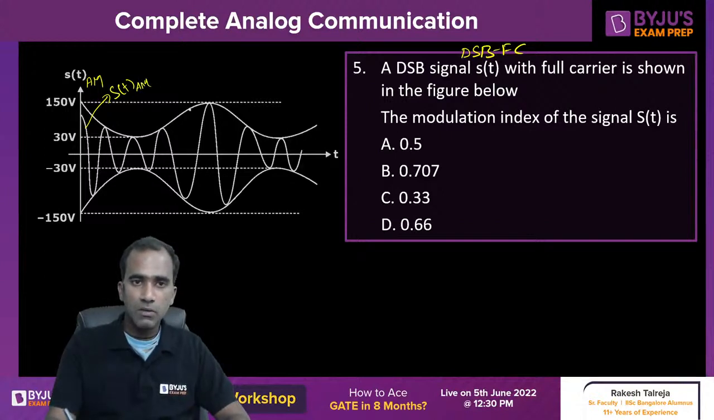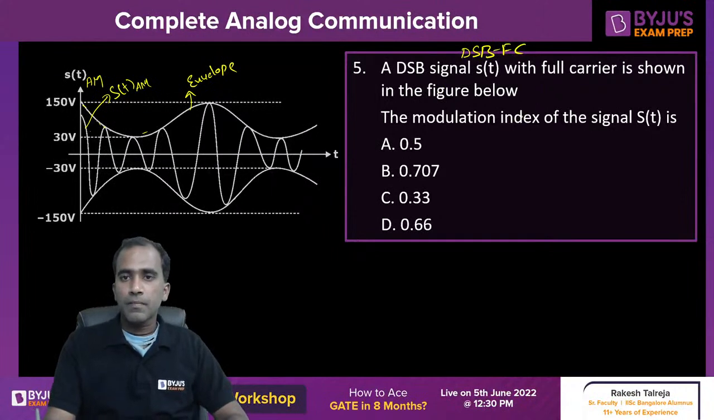This is not the AM signal. This is just the envelope. I should have plotted this in dotted form. This is not the actual signal. This is just the envelope, only all the peak amplitudes joined. This is how the shape looks. Now they're asking us to find the modulation index of the AM signal.